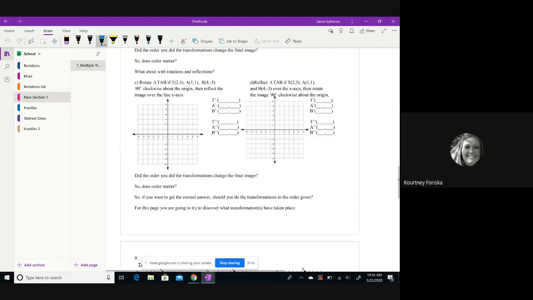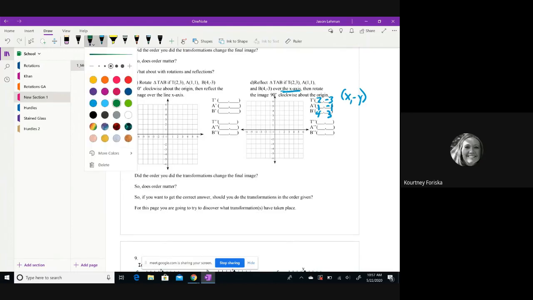So it says to reflect it over the x-axis. Again, we just saw that in one of those problems above. X-axis is x, opposite of y. If you don't remember, refer back to that sheet. So x's are staying the same. So the x value of T is 2. Opposite of the 3 becomes a -3. For A, 1 stays 1. And then the opposite of 1, we now have -1. 4 stays 4. Opposite of -3 becomes +3. There's your x-axis reflection.